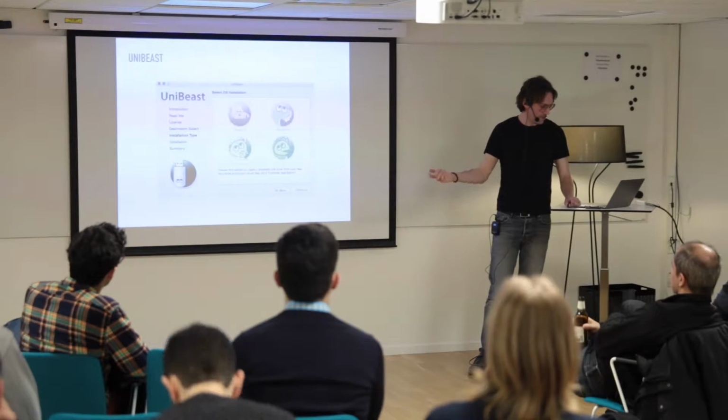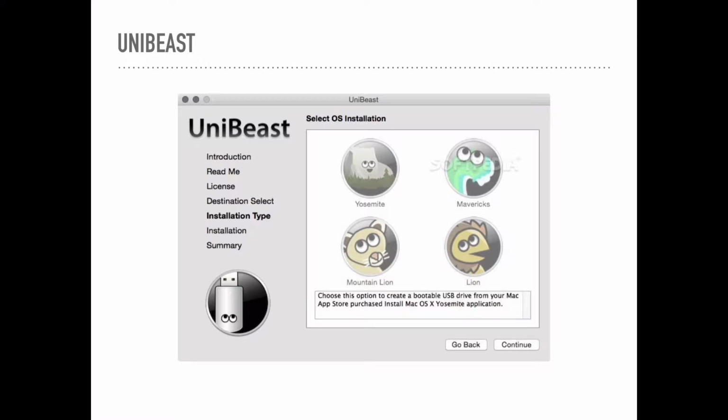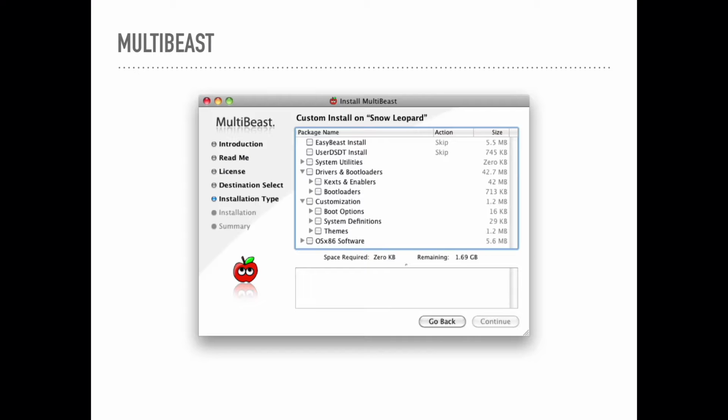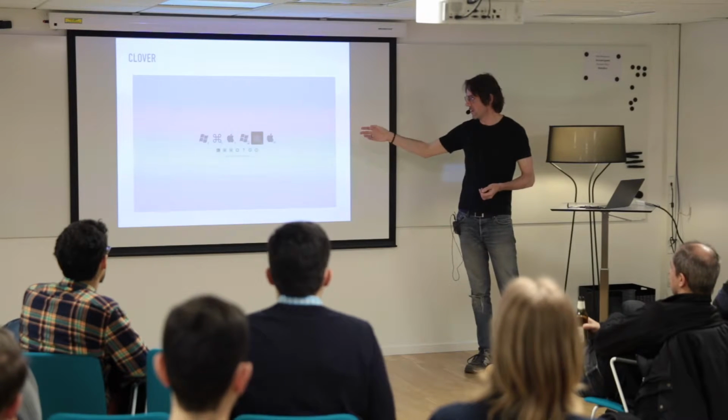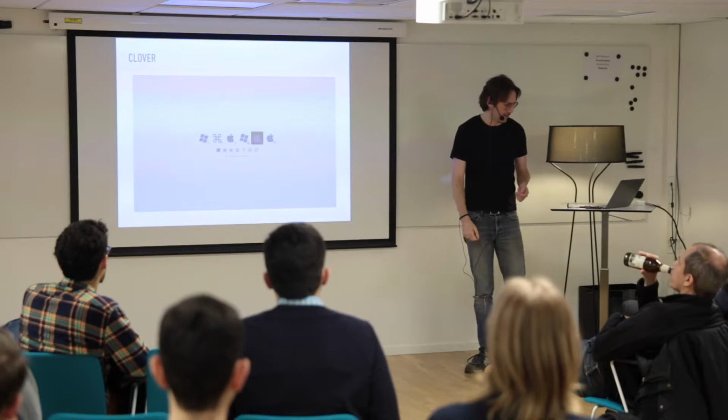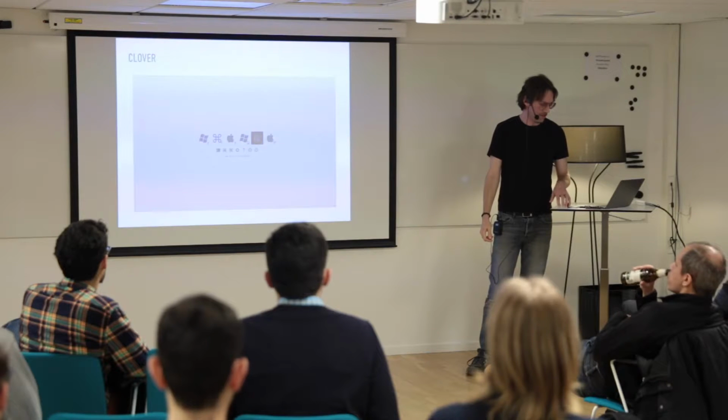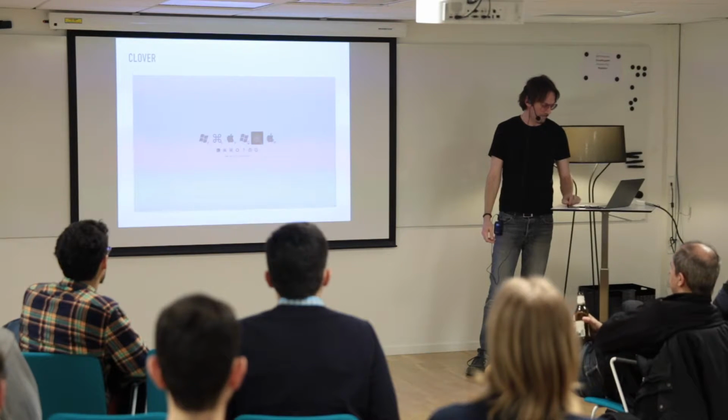So this is what UniBeast looks like. You can get this from Tony Mac. Same with Multibeast. It's just a wizard that you run on your safe real Mac to get the configuration files that you need. And then Clover. So when the build machine boots up, or the Hackintosh boots up, from here you can pick whether you want to do it from one installation or another partition and things like that, or configure emergency mode and all that kind of jazz before you slip into your real version of Mac OS.